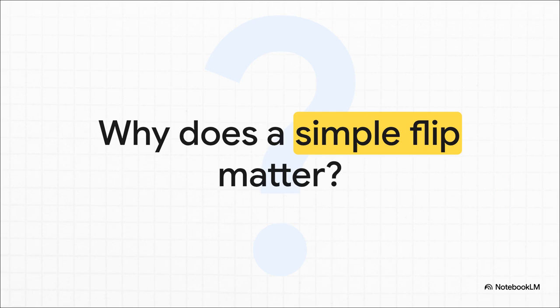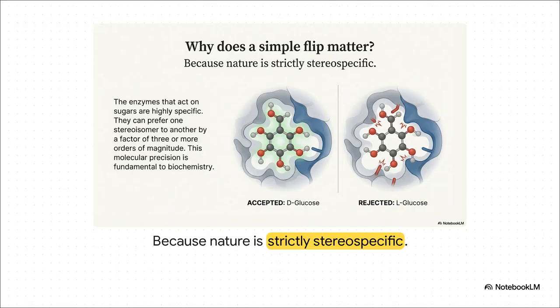So, the big question is, why should we even care if a few atoms are flipped around? I mean, really, what's the big deal about a simple flip? As you're about to see, it's a very, very big deal. And here's the answer. Nature is incredibly picky. Our bodies run on this amazing molecular machinery, things like enzymes, and they have incredibly specific shapes.